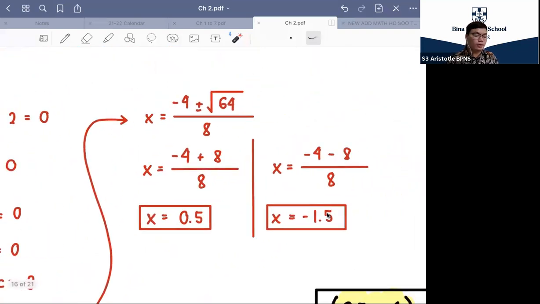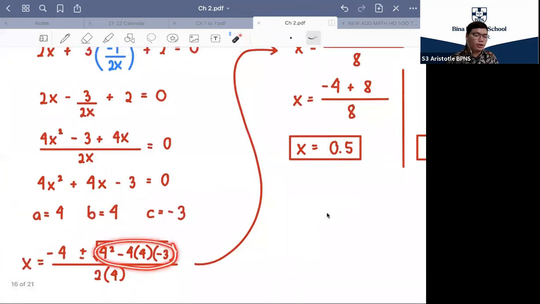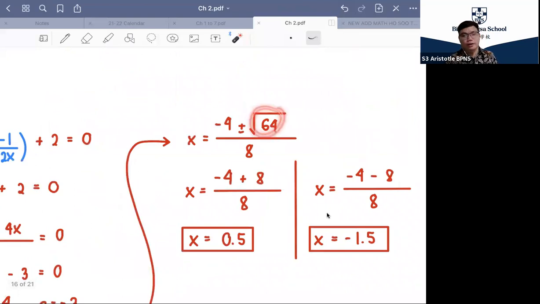Okay, so when you simplify this, you'll get 64. And 64 is a perfect square number, right? Okay, so bring down negative 4. So this is positive and negative 8. So what I did is I separated them now. Plus 8, minus 8, and then over 8.